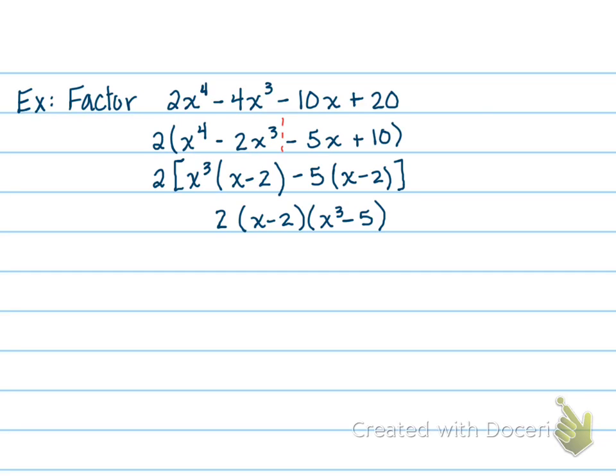Okay, let's give you guys one to try. Let's factor 2x to the fourth minus 4x to the third minus 10x plus 20. Be sure you go through your whole list, descending order, GCF. How many terms? 3 terms.